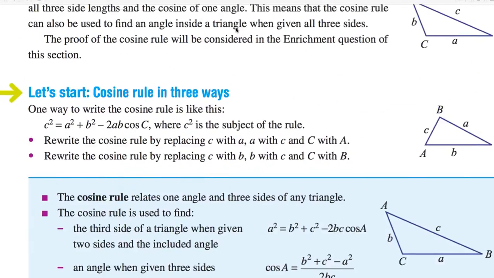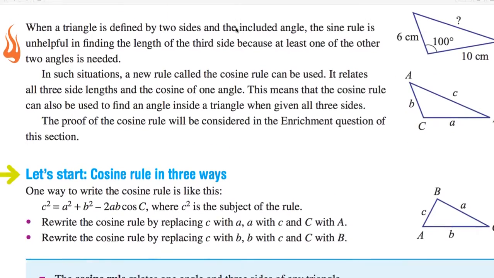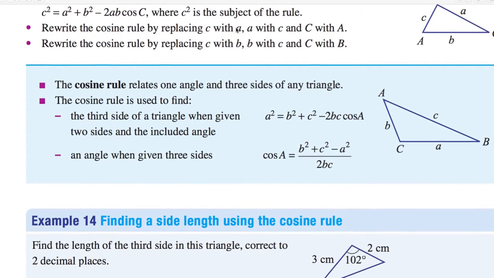Now, girls, we're looking at exercise 7H, the cosine rule. We can use the cosine rule to find an angle or a side, same with the sine rule. There are two versions of it. The thing with the cosine rule is that it relates one angle and three sides of any triangle.